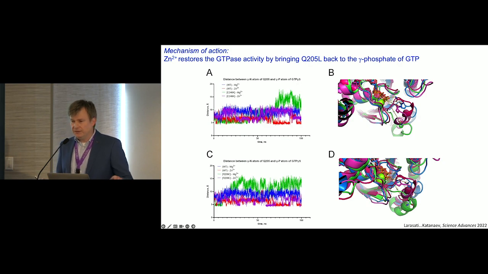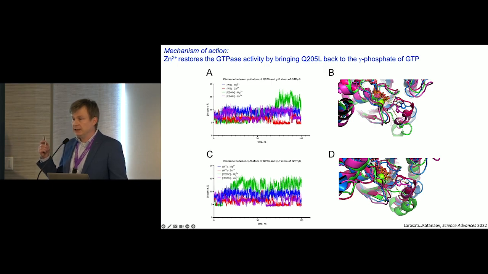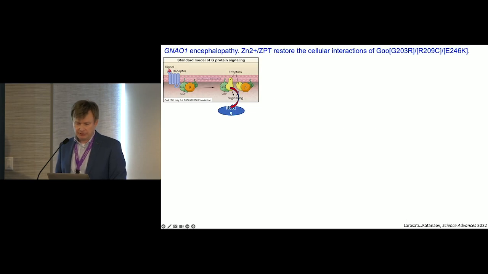So the atomistic mechanism of how zinc works, at least based on our molecular dynamics simulations, is that this catalytic loop, which I mentioned earlier, which is displaced and highly flexible in the mutants, is actually brought back. This is the distance from the gamma phosphate of GTP and this glutamine 205. You can see that it is quite distant in the mutants, but upon substitution of magnesium for zinc, this distance goes back to the wild type levels. And we believe this is how the restoration occurs.